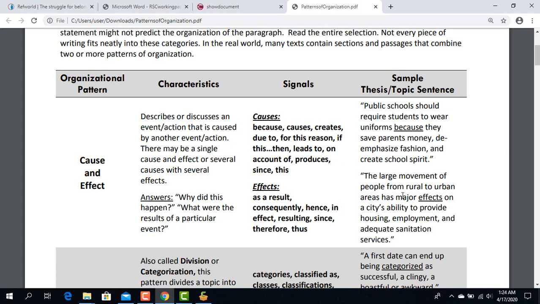Another example, the large movement of people from rural to urban areas has major effects on a city's ability to provide housing, employment, and adequate sanitation services. Another time you have here effects, which also explains the relation between these two areas, which is a cause-effect one.